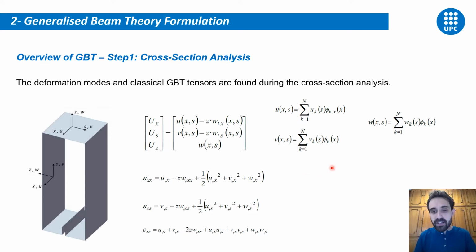You can also observe that these displacement equations are obtained by combining two different kinds of functions. There are cross-sectional shape functions and also amplitude functions here. So this is one of the trademarks, one of the characteristics of GBT. At the bottom of the slide, you will see the set of strains used to carry out the geometrically nonlinear analysis.